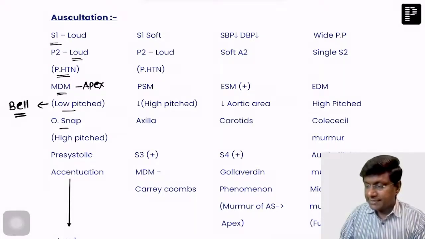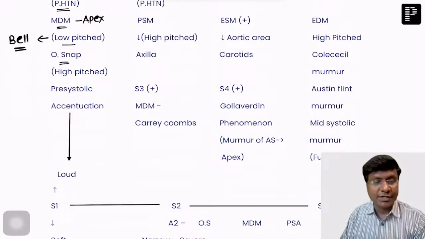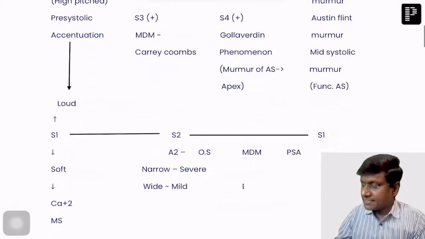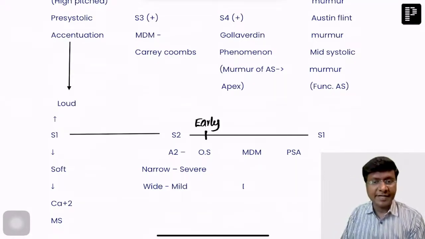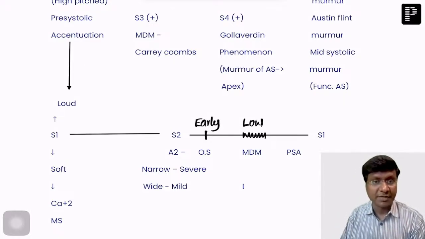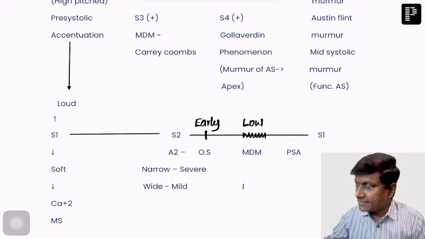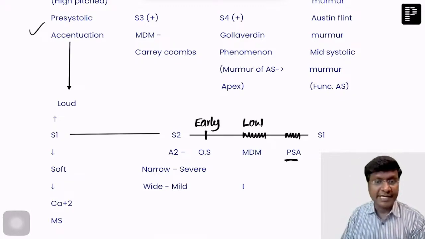Next, you will have the opening snap. Opening snap is another important additional sound that you will have in these patients, and it is heard in the early part of diastole. In the mid part of diastole, you have the mid-diastolic murmur, which is a low-pitched murmur. Then followed by that, you have presystolic accentuation. The word PSA stands for presystolic accentuation.